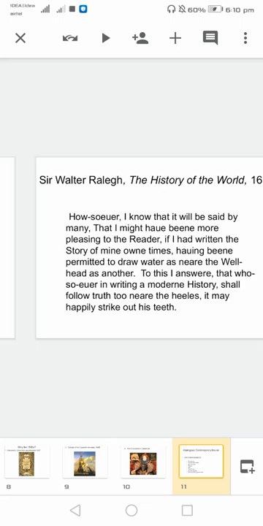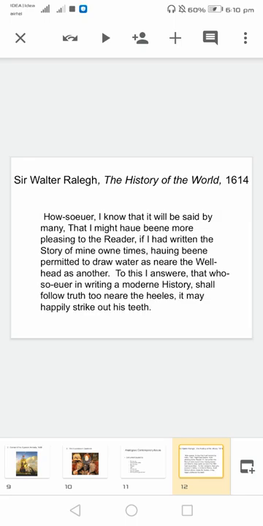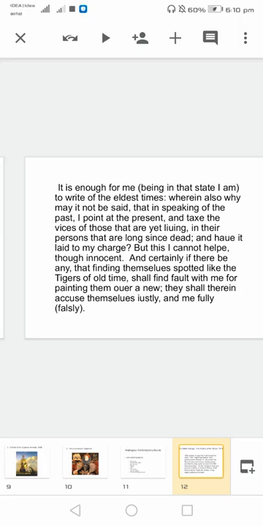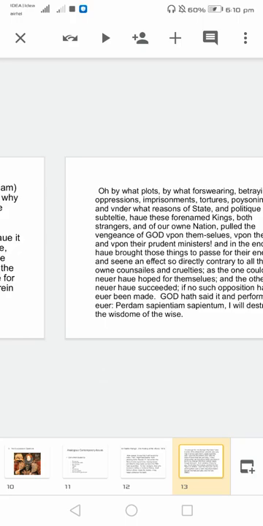And Walter Raleigh, a major historian and literary writer, some of the details related to his works and other relevant topics.